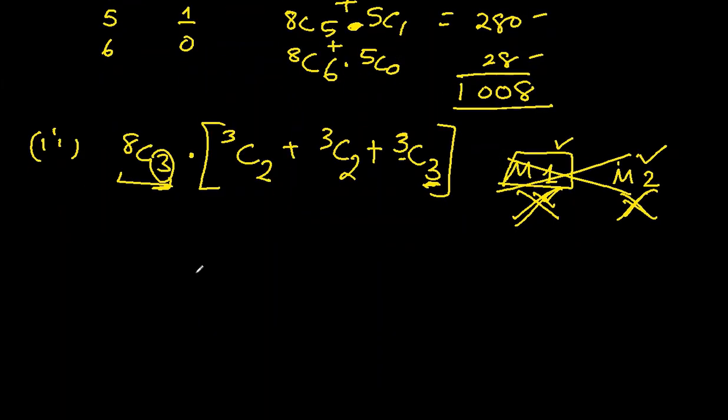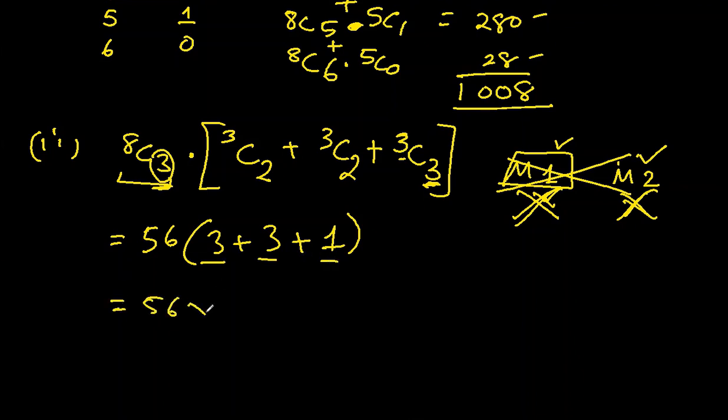So let me evaluate this. 8C3 comes out to 56. 3C2 will be 3, 3C2 again will be 3, and 3C3 will be just 1. So it will be 3 plus 3, 6, plus 1, 7, times 56, which will be 392 selections. Okay, third part.